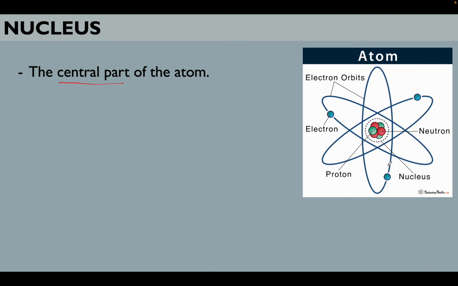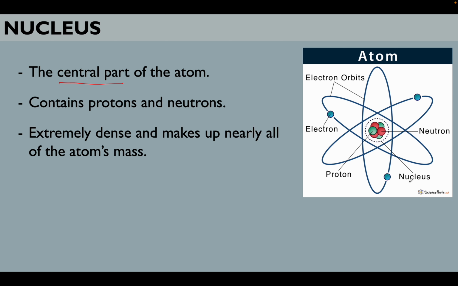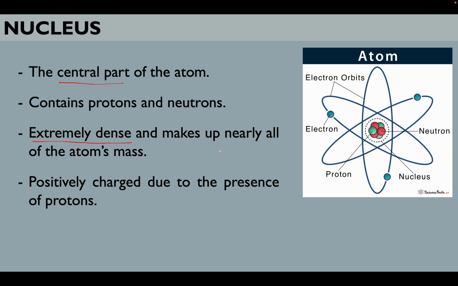Now also, the nucleus contains protons and neutrons. We have the green particle here, which we call the proton, and we have the red for the neutron. Also, the nucleus is extremely dense and makes up nearly all of the atom's mass. And the nucleus is positively charged due to the presence of the protons. We will discuss later what the charge of the proton is.